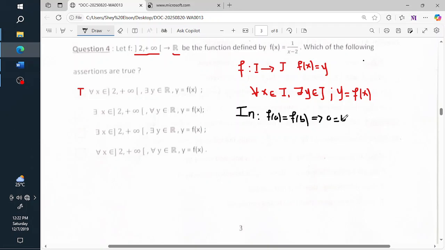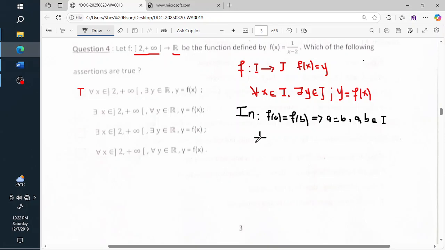Is it okay? And remember that a and b are the inputs, which means that they must belong to the domain. So a and b belong to the domain of definition of the function. If that happens, then the function is injective. Now let's verify in this case. What is f of a?